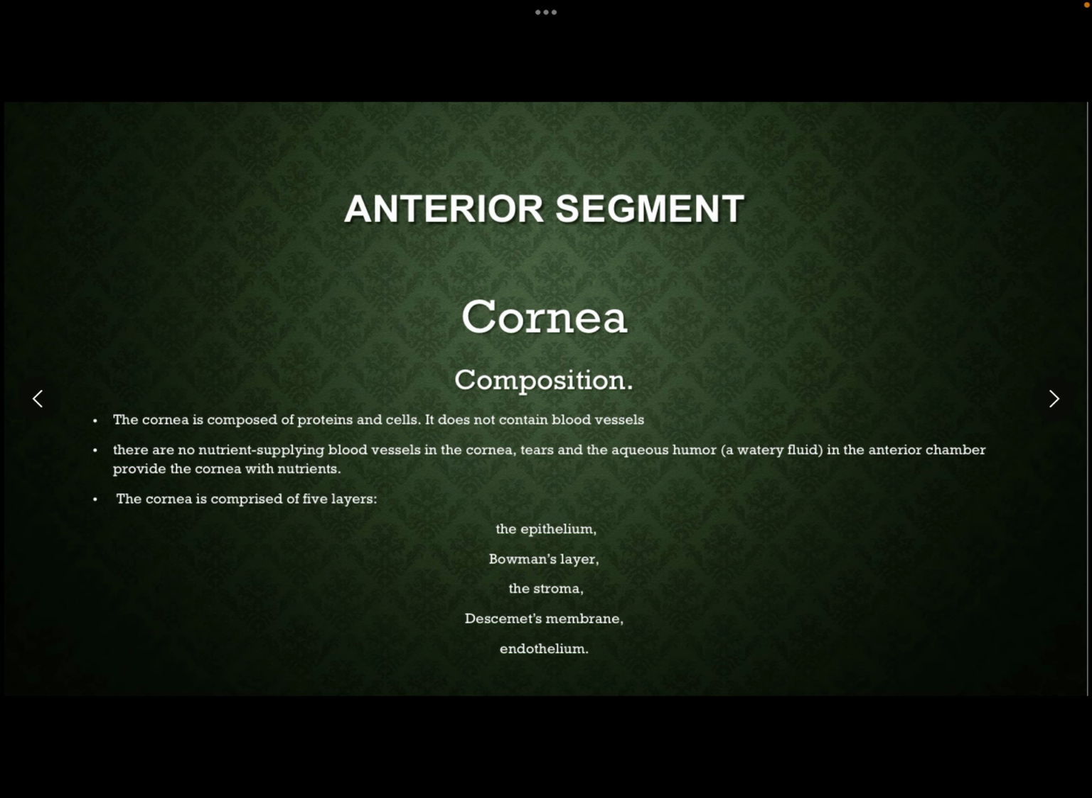The cornea's composition is here. The cornea is composed of proteins and cells. It does not contain blood vessels. There is no nutrient-supplying blood vessel in the cornea. Tears and the aqueous humor, the watery fluid in the anterior chamber, provide the cornea with nutrients. The cornea is composed of 5 layers. The first one is epithelium, second is Bowman's layer, third is stroma, fourth is Descemet's membrane, and the last one is endothelium.